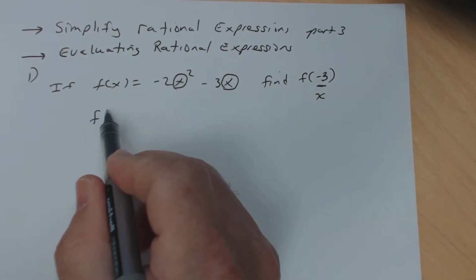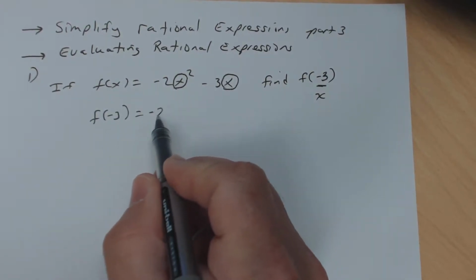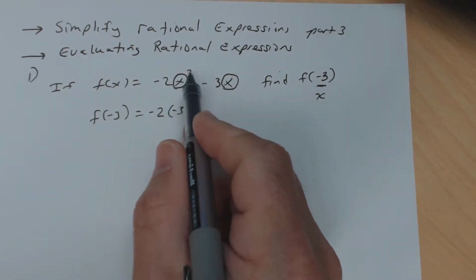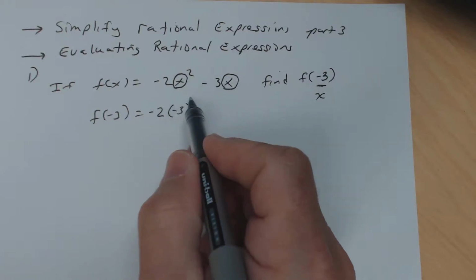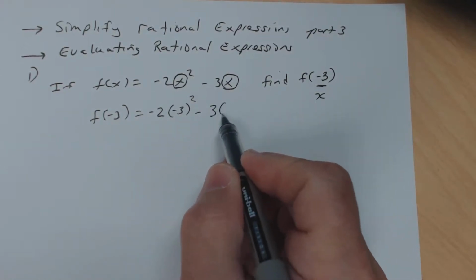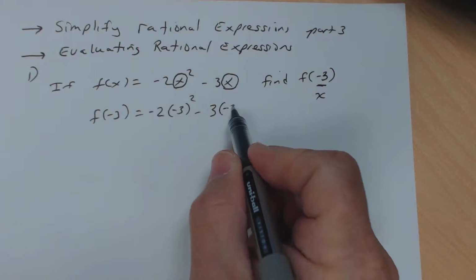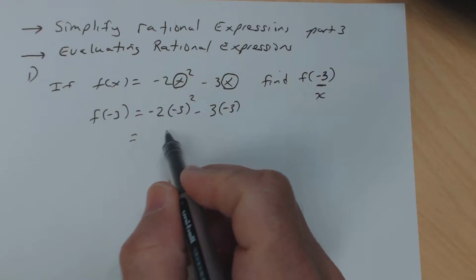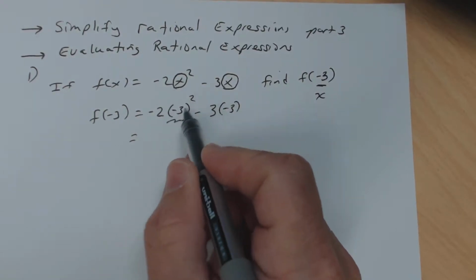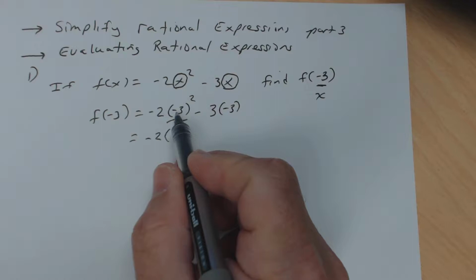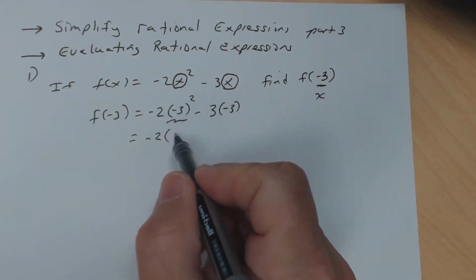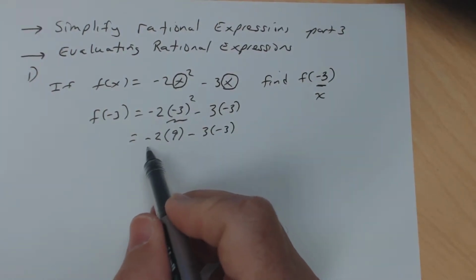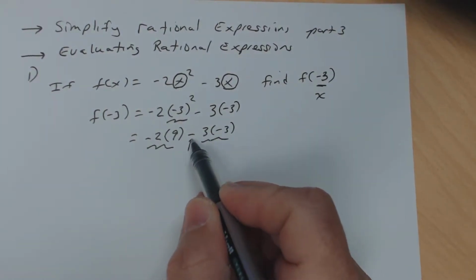So we're going to get f of negative 3 equals negative 2 times, in place of this x, I'm going to substitute negative 3, and I'm squaring this negative 3, minus 3 times x. Remember, x is negative 3. And so you evaluate the right-hand side using order of operations. I'm going to do the exponent first here. So it'll be negative 2 times negative 3 squared, which is negative 3 times negative 3, which is 9. And I'm just going to rewrite this part over. And then I have multiplication, multiplication, and subtraction.